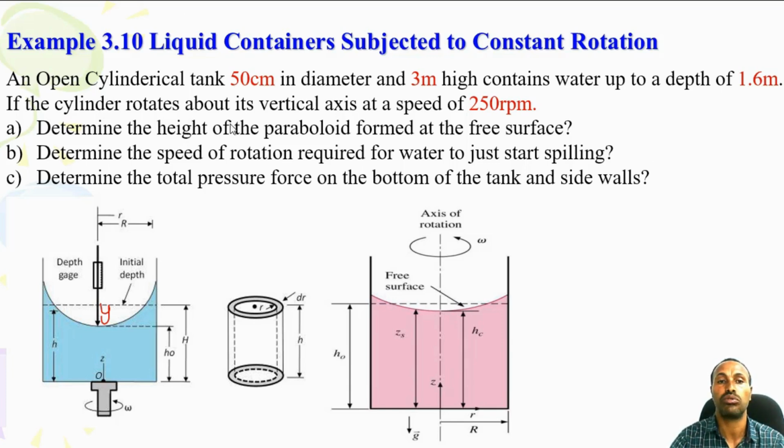So if the cylinder rotates about its vertical axis at a speed of 250 revolution per minute, determine the height of paraboloid formed at the free surface, determine also the speed of rotation required for water to just start spilling, and determine the total pressure force on the bottom of the tank and side walls. So let us see.